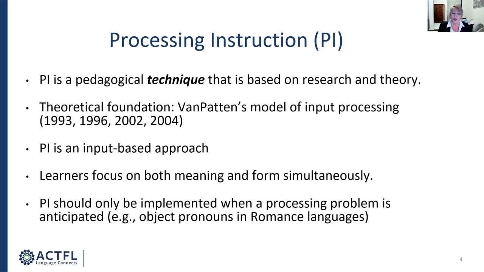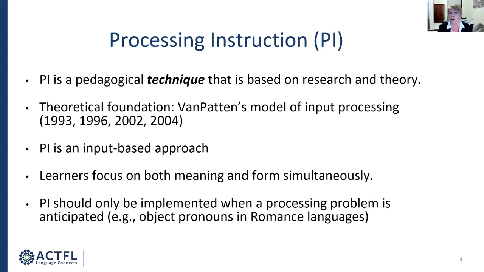Unfortunately, processing instruction is only amenable to structures that carry meaning. I'm going to show you some examples of structures that carry meaning and others that don't. And VanPatten suggests that you should use processing instruction when you anticipate a processing problem. So it's considered an instructional technique rather than a method. A method is something you can use every day to teach every type of structure, every type of form, but processing instruction, because those targeted forms have to carry meaning, is not amenable to all structures.